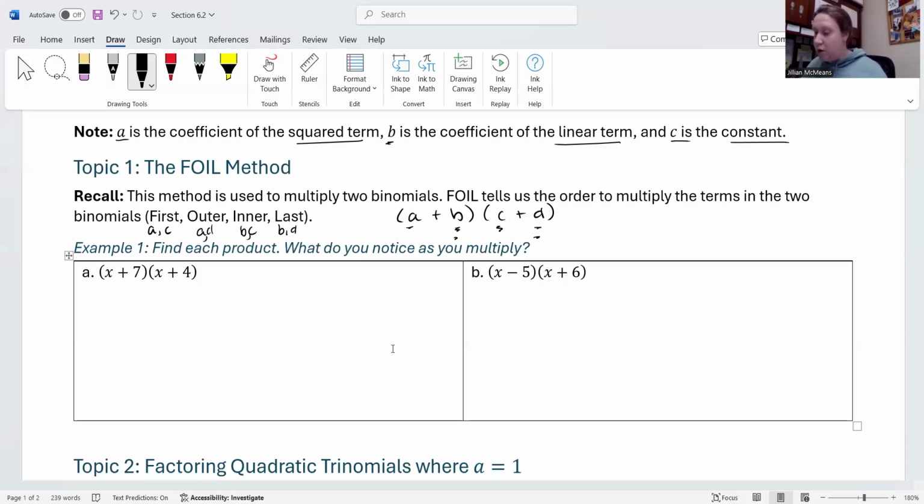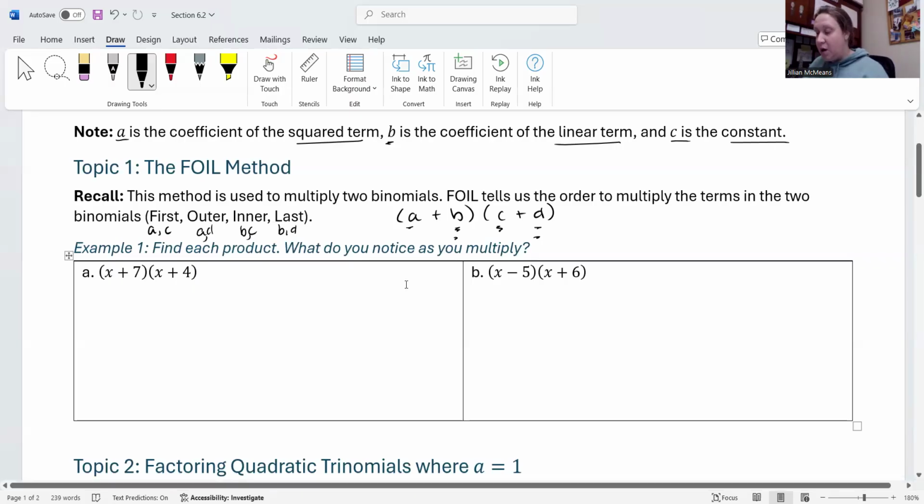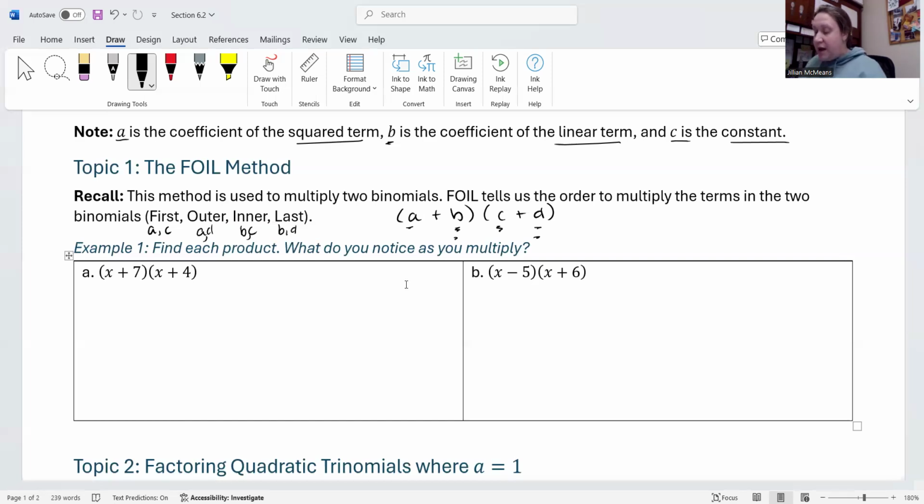We're just going to practice the FOIL method. And then I did add an extra part. What do you notice when you multiply? So we'll talk through that in just a bit. So for part A, we have x plus 7 times x plus 4. We're going to go ahead and find our products. We take x times x, which is x squared, x times 4, which is 4x. And then we're done distributing the x, so we're now going to distribute the 7. So 7 times x is 7x, and 7 times 4 is 28. So I simplify, and I get x squared plus 11x plus 28.